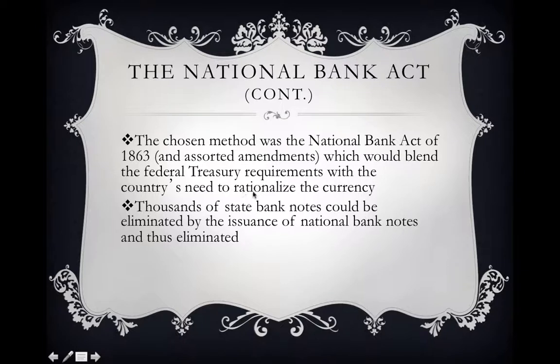All right, so now we have dollars that are printed by the Federal Reserve and they're consistent throughout the United States. That was the same issue that they wanted to address, that if we have one unified currency, it eliminates the need to use all of those different state bank notes. So the issuance of national bank notes would eliminate the variety of state bank notes that were circulating at that time period.